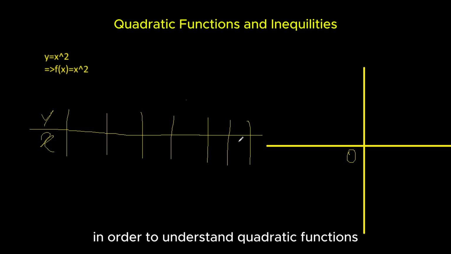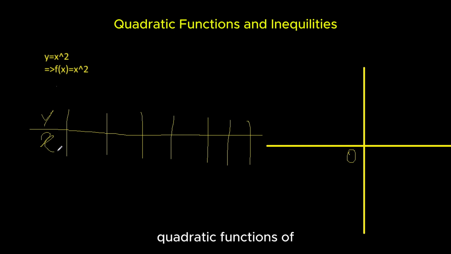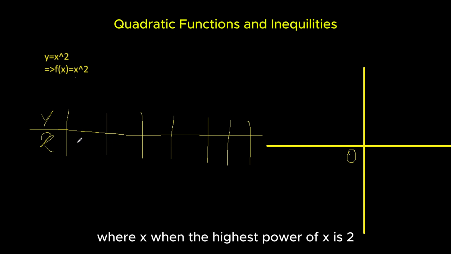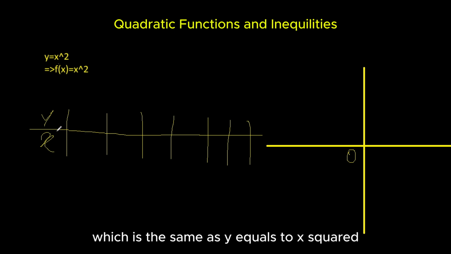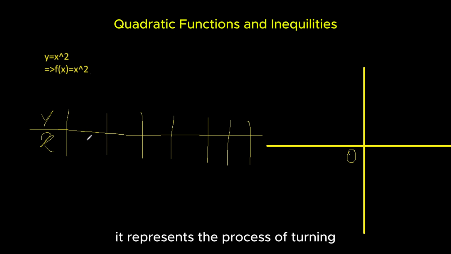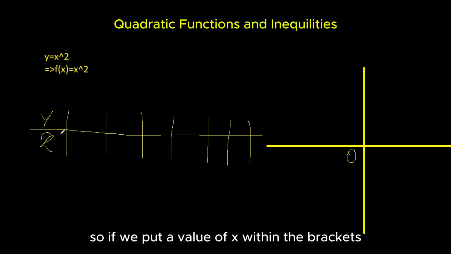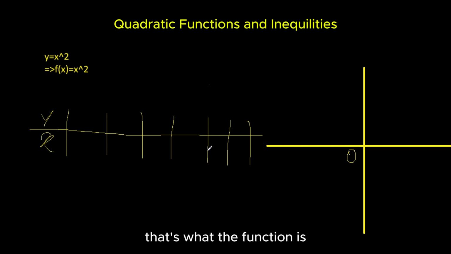Okay, so in order to understand quadratic functions and inequalities when they go together, we've got to understand what exactly quadratic functions are. They're functions where the highest power of x is 2. For example, f of x equals x squared, which is the same as y equals x squared. We just write it as f of x because the function represents the process of turning x into the value of y. So if we input a value of x within the brackets, imagine 1, then we would get an output which is the value of y. That's what a function is.